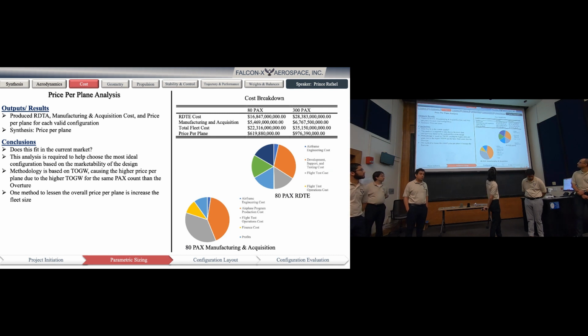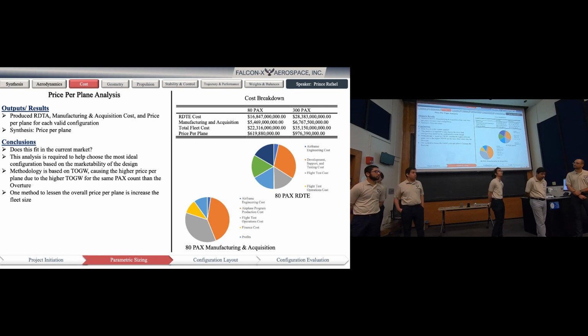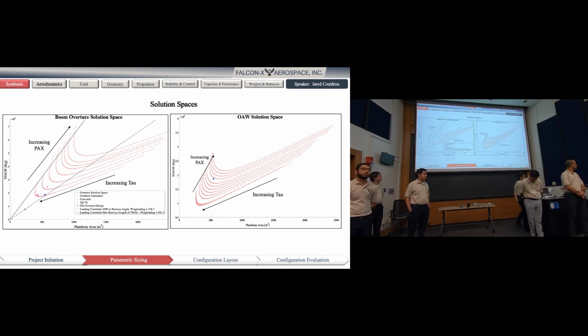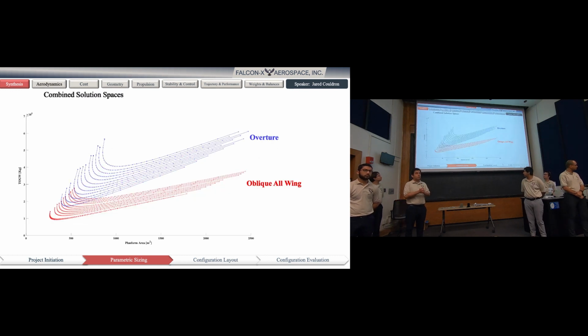With this, we were able to get our actual price per plane as seen in this table with the 80 packs right here with its cost breakdown. The results from sizing become the solution space, with each of these lines representing a specific passenger count, and we have multiple passenger counts listed on here over the entire tau range. Next. Whenever we overlay them, you can see what the differences are for increasing passengers and what it does to a specific concept.